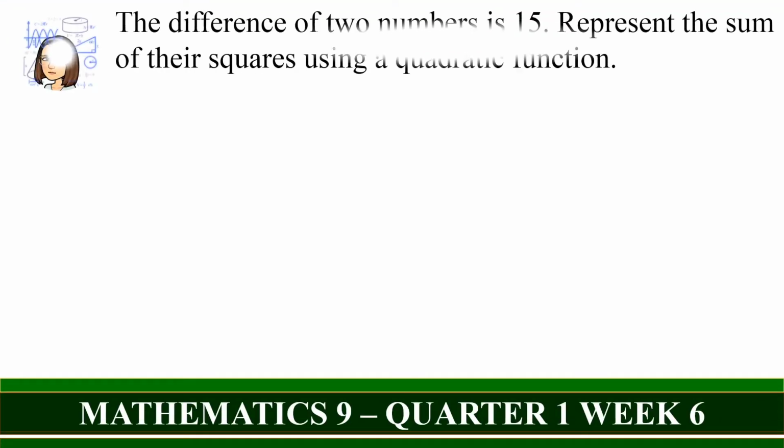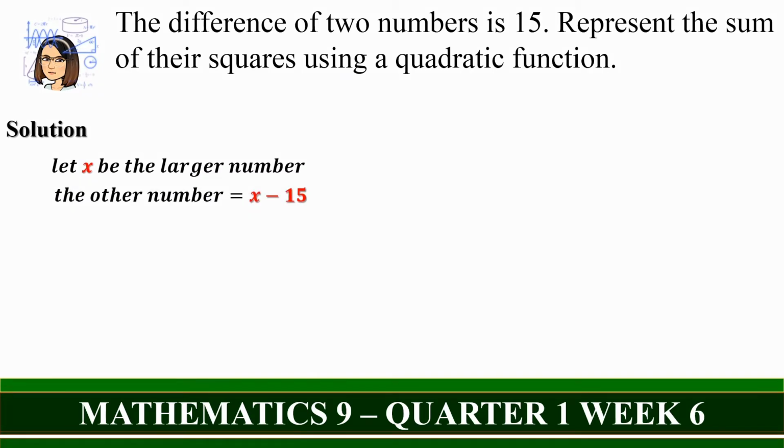Let's try this last one. The difference of two numbers is 15. Represent the sum of their squares using a quadratic function. This problem is the same as the previous one: two unknown numbers whose difference is 15. First, let the larger number be x, and the other number be x minus 15, since their difference is 15.